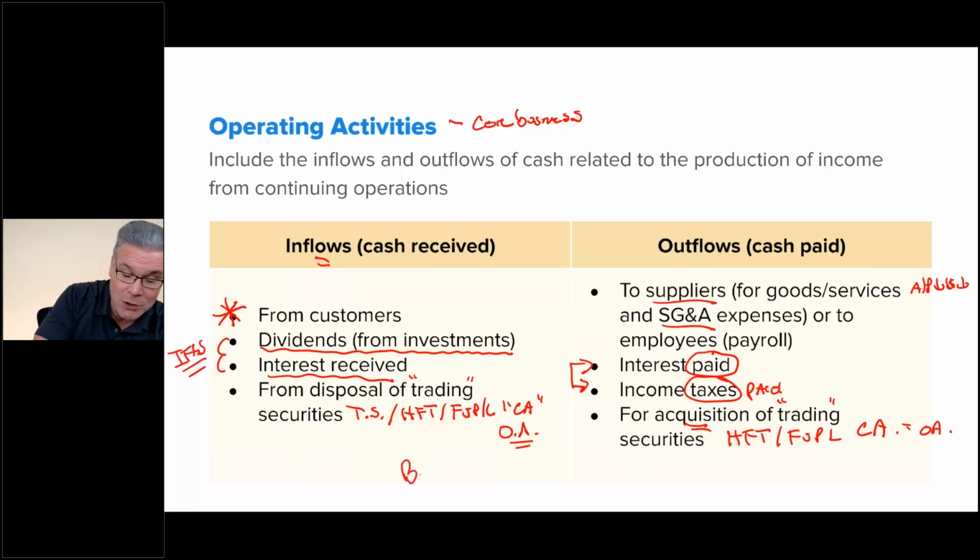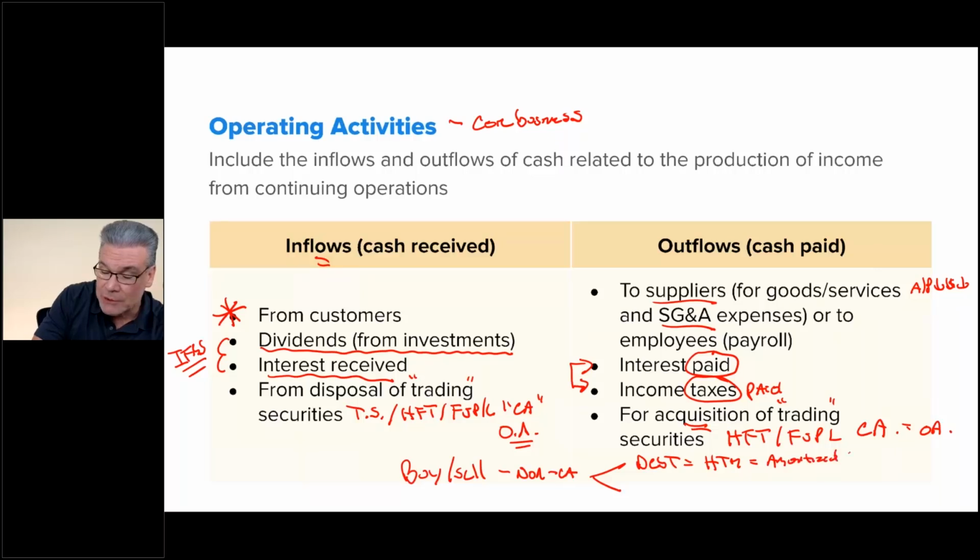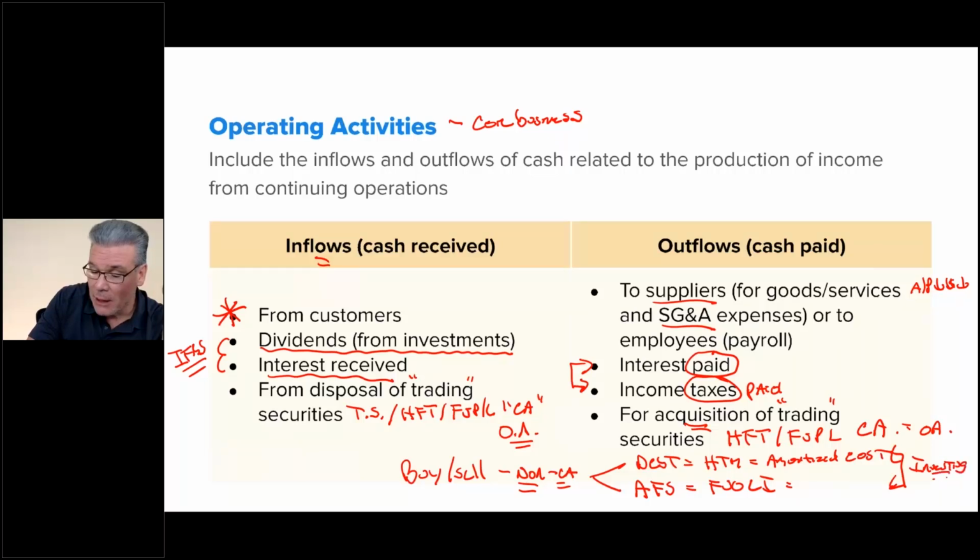Now be careful, folks. When you buy or sell non-current assets, things like you buy debt and it's listed as held to maturity, or what they call today amortized cost, that's investing. All righty. When you buy securities classified as available for sale, or what they call fair value through OCI, that's also investing. When you buy or sell anything that's listed as a non-current asset, that's an investing activity. All righty, that is investing.